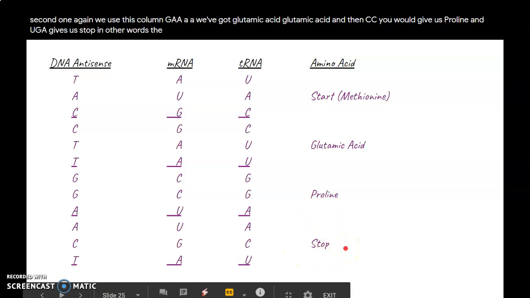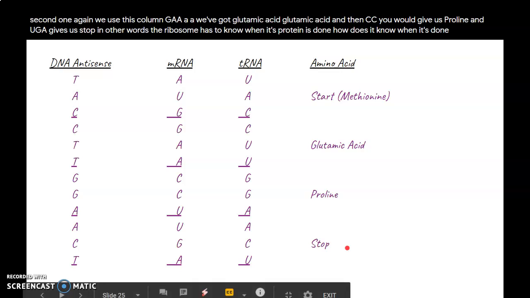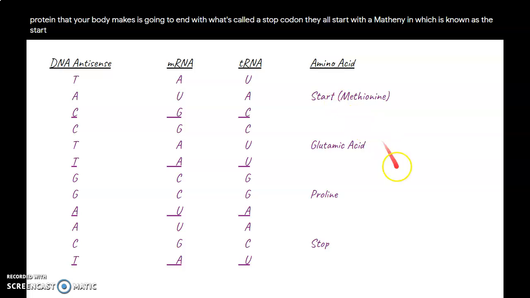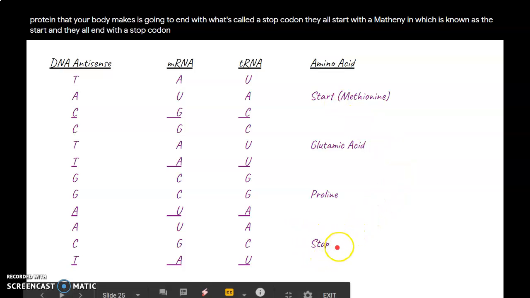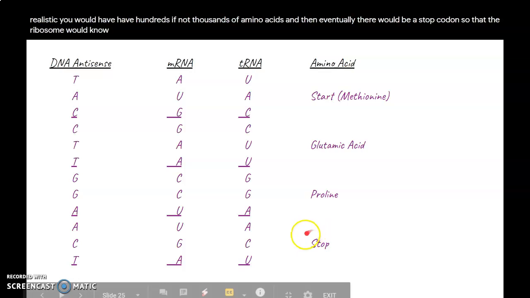In other words, the ribosome has to know when its protein is done. How does it know when it's done? Well, every protein that your body makes is going to end with what's called a stop codon. They all start with a methionine, which is known as the start, and they all end with a stop codon. Now, we've got 1, 2, 3 amino acids in our chain here, and then I have a stop. That's not realistic. You would have hundreds, if not thousands, of amino acids, and then eventually there would be a stop codon so that the ribosome would know, okay, my job is done, it's time to end.